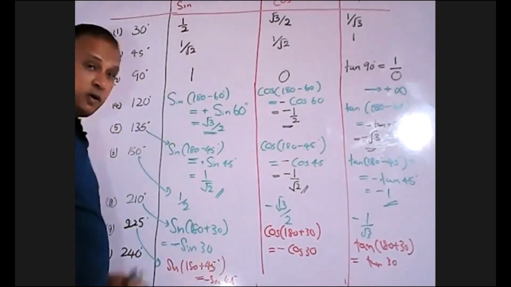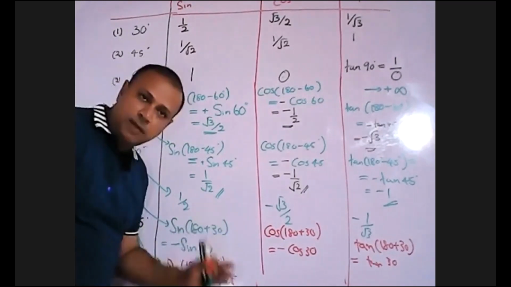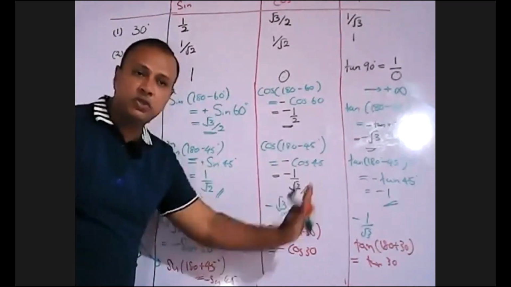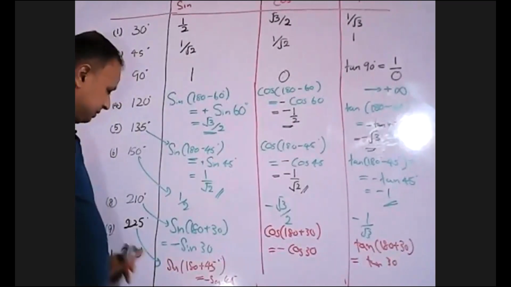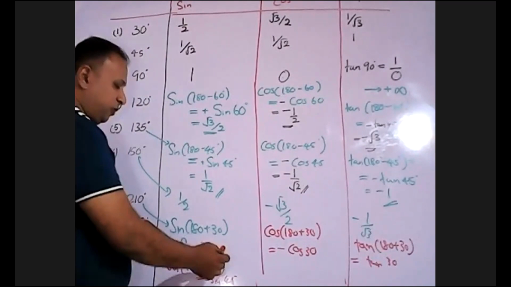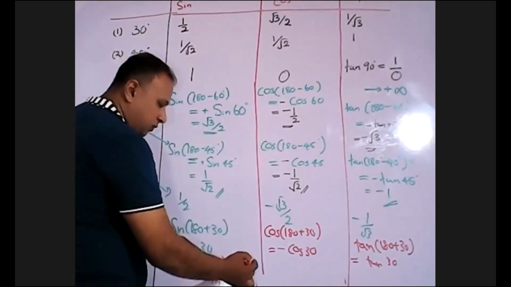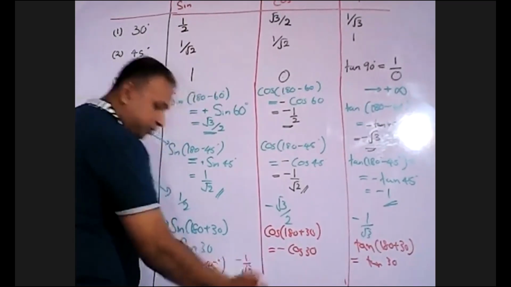There should be a minus, because 225 belongs to the third quadrant. In the third quadrant, sin values are negative. Only the tan values are positive. Therefore, this is equal to minus sin 45. Minus sin 45 means minus 1 over root 2.